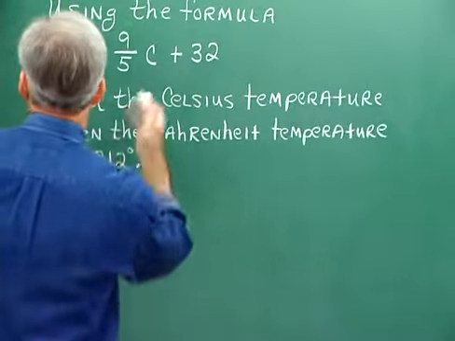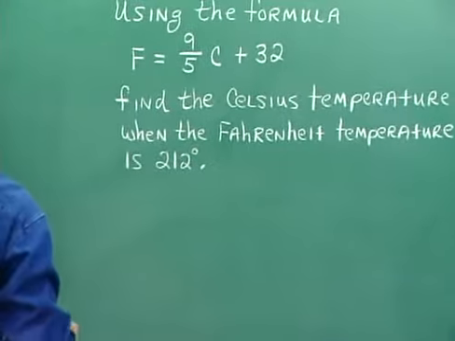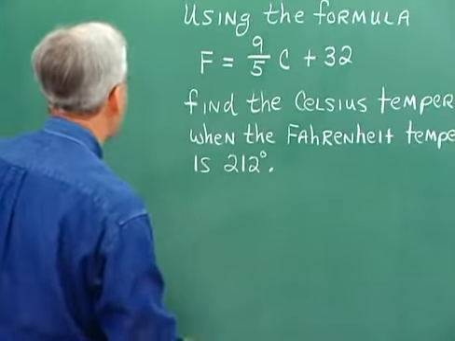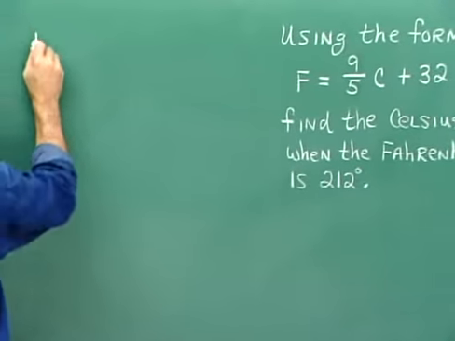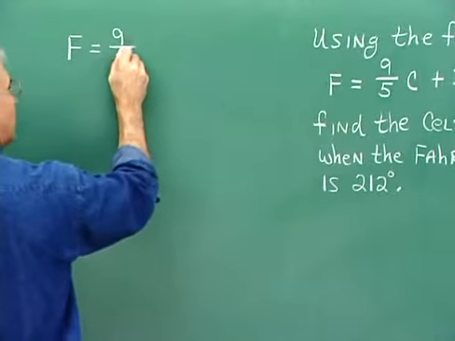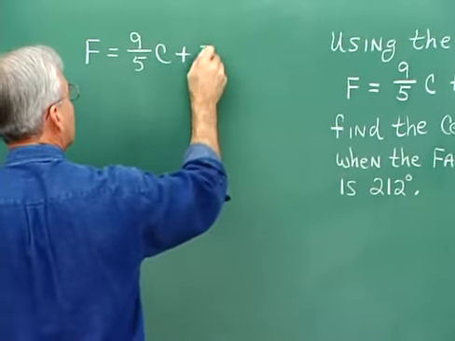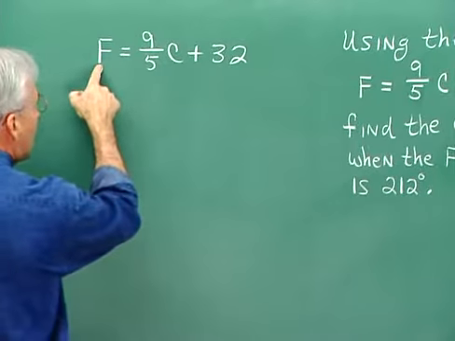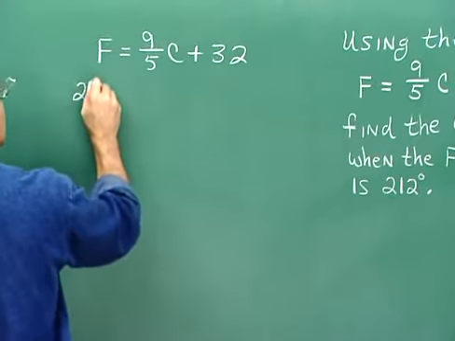I'm going to come over here because it kind of looks complicated a little bit. We're going to have several steps, and I'm going to run out of room over here to the right. So I'm going to come over here, and the first thing we do is write the formula. Now, we replace letters with numbers. The Fahrenheit temperature is given to be 212.